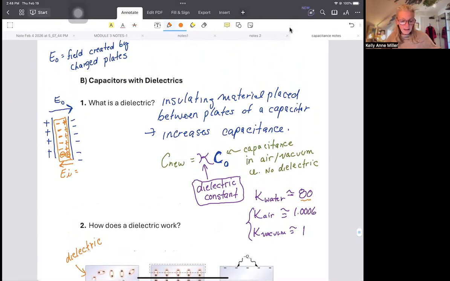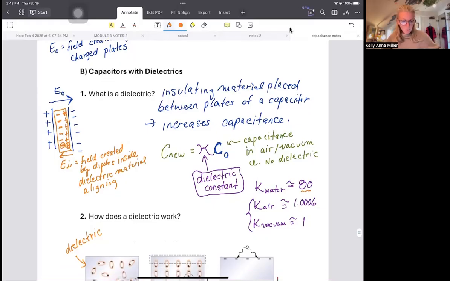It's the field that is created by the alignment of the dipoles in the insulator. Okay, so let me define that here. It's the field created by the dipoles inside the dielectric material aligning. It's created by the alignment of those dipoles.